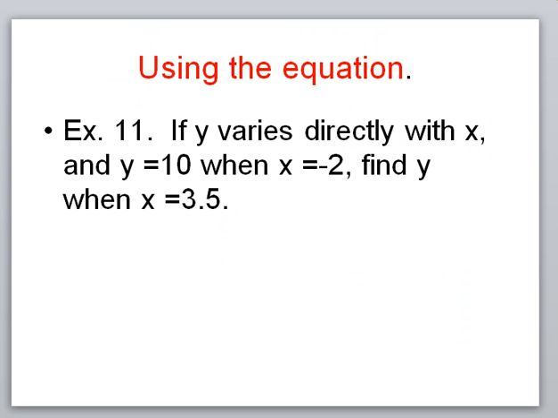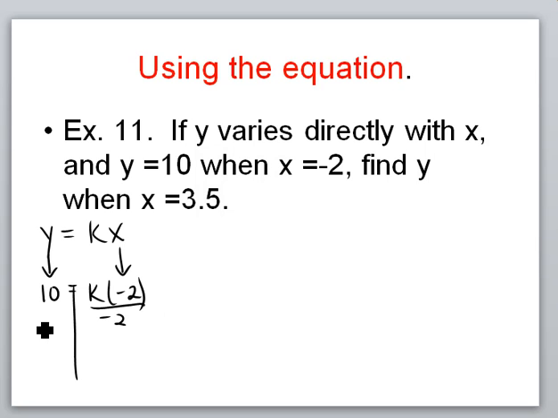I have one more type of problem, and that is something along these lines. When I'm doing a problem like this, it says if y varies directly with x, we have the equation y equals kx, and y is equal to 10 when x is negative 2. Find what y is when x is 3.5. Well, the first thing you've got to do is find k, just like we were doing.